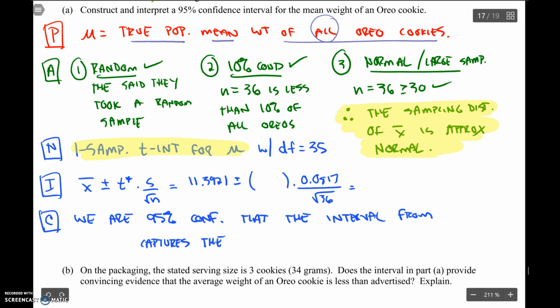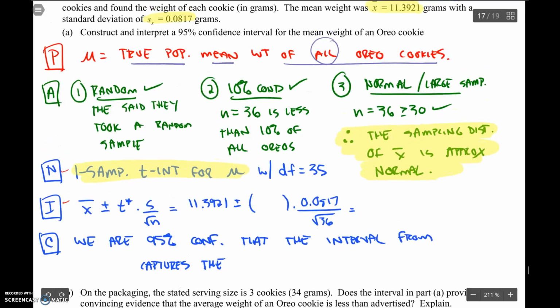Sometimes I put the formula with this step, sometimes I put it with the I step. The formula needs to be down there, whether you put it here or here, it doesn't matter. Formula is x bar plus or minus t crit times s over square root of n. My x bar is 11.3921. Plus or minus, I do not know my t crit, and I didn't know it when I wrote it, so I got to calculate that, so I figured we'd calculate it together. And then I put in the standard deviation over the square root of 36. So it's good to go. I just need a t-crit.